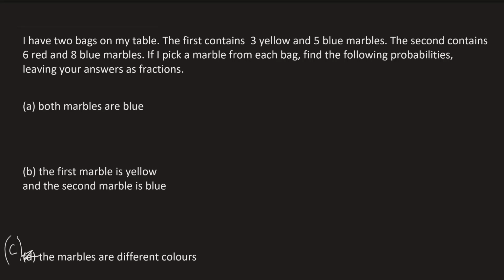Let's get started by drawing the first event. Let me just underline it here. The first event is picking from a bag with 3 yellow and 5 blue. So the possible outcomes of the first event are that you pick either a yellow or a blue marble. So we're going to start somewhere here. No, let's start a bit lower down. We'll start here, and the first outcome is yellow and the second is blue.